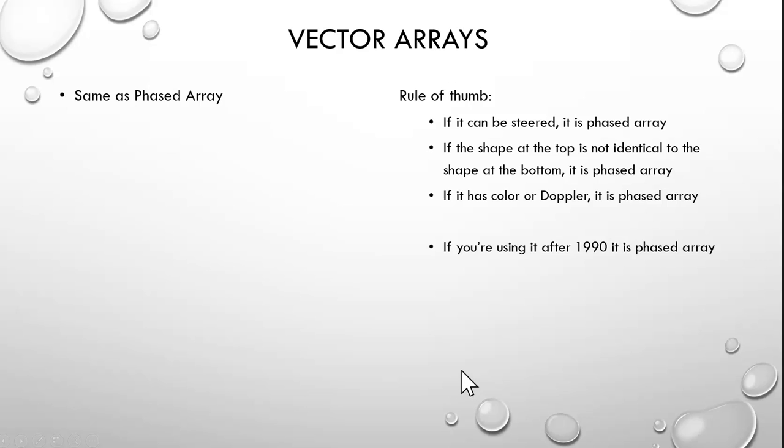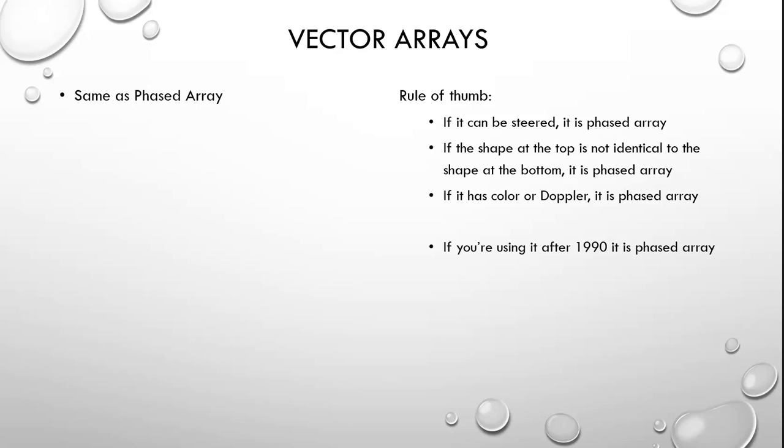Vector arrays, same as phased array. Rule of thumb is if it can be steered, it's phased array. If the shape at the top is not identical to the shape at the bottom, it's phased array. If it has color or spectral Doppler, it's phased array. And my own rule of thumb is if you're using it after 1990, it's phased array.